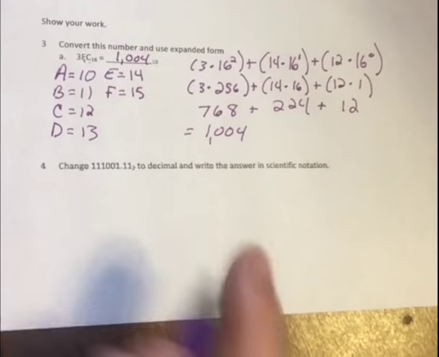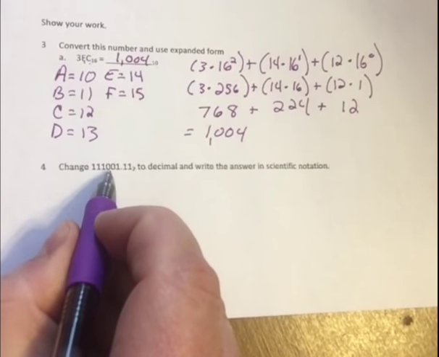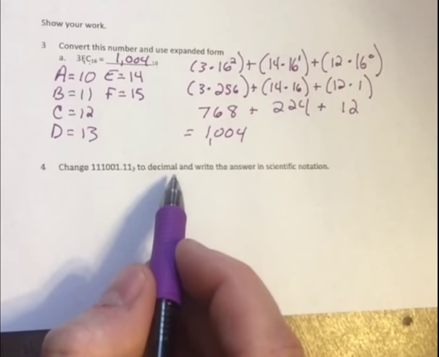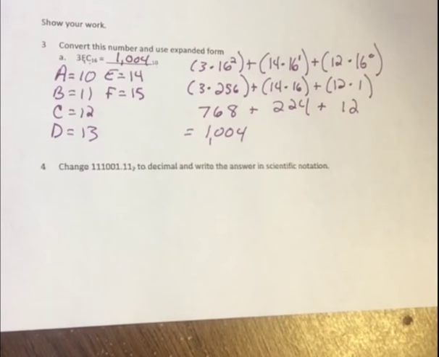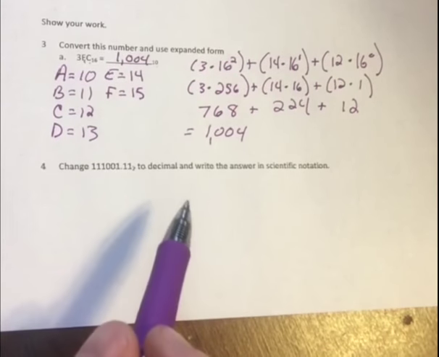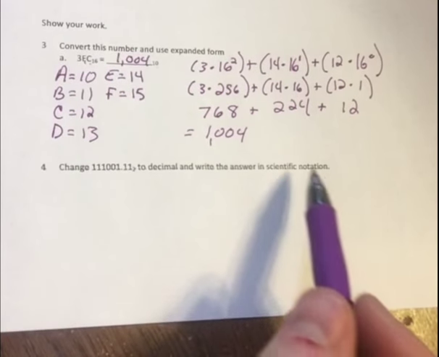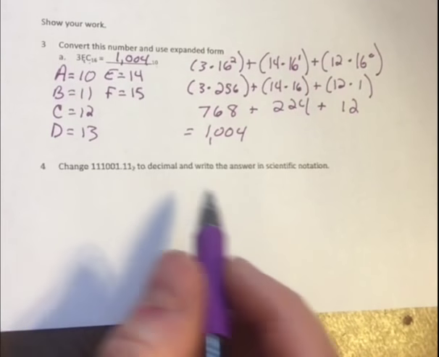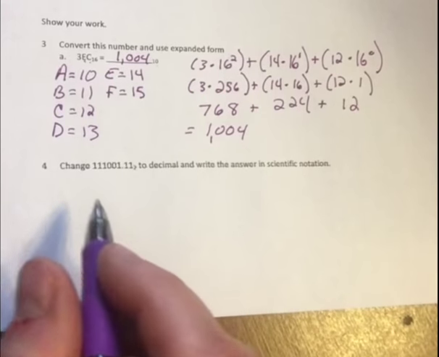Second problem is change 111001.11 in base 2 to decimal, and write the amount in scientific notation. So we've got 2 steps we have to do here. We have to convert this to decimal, and we have to take that decimal number and put it in scientific notation. In expanded form, I think, is the easiest way to do this one also.